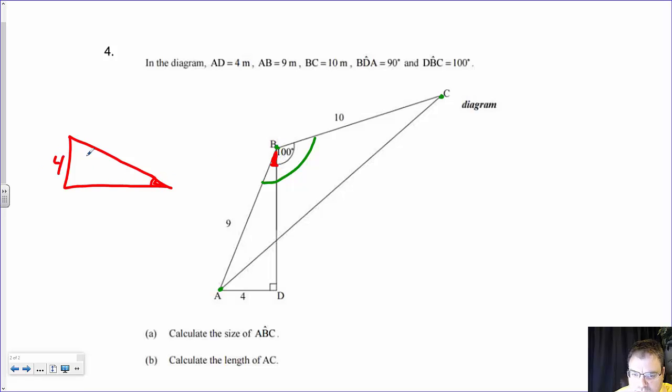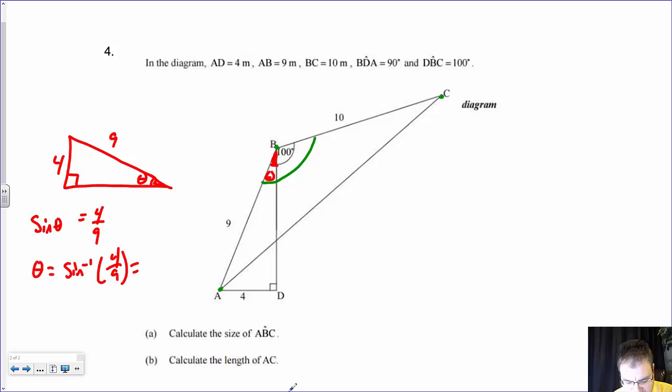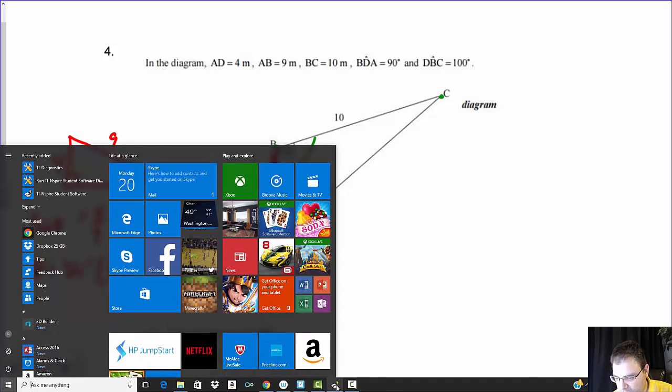We know this opposite side is 4 and this side is 9. Here's the right angle, and I want to know what this angle theta is, this little theta angle right here. It's the same triangle that we see right here and here. I have two sides, the opposite and the hypotenuse. So I know that the sine of that angle is the opposite over the hypotenuse, which is 4 over 9. So the angle theta will equal the sine inverse of that ratio, 4 over 9. That's going to give me some answer in the calculator that I can use.